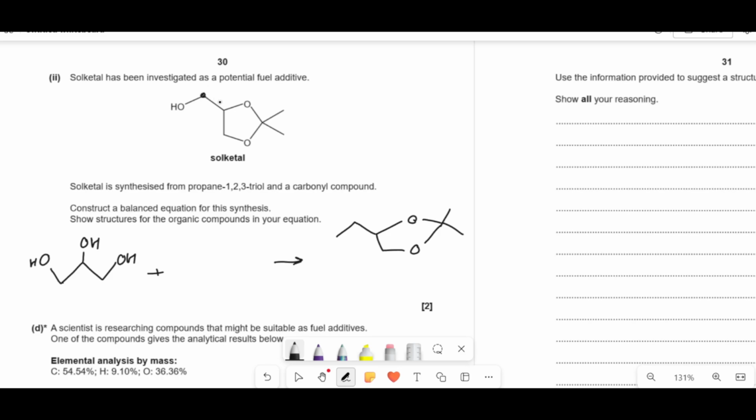So if we have a look, we've got 1, 2, 3, 4, 5, 6. We've got 6 carbons in this, right? Whereas we only have 3. So whatever this mysterious thing is, it's 3 carbons. And they've also told you it's a carbonyl. So your options are either it's an aldehyde or it's a ketone, right?